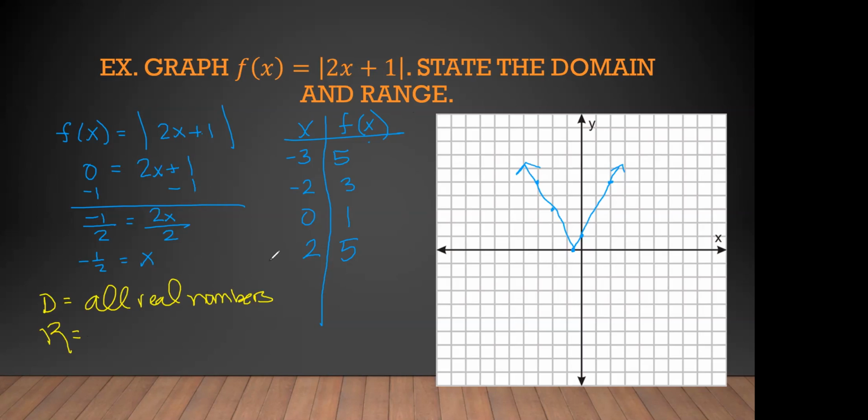Okay. So for the range, my values, they're going to keep going up. They're all positive, okay, because my vertex is here at the x-axis. So everything has to be greater than 0, okay? Greater than 0.